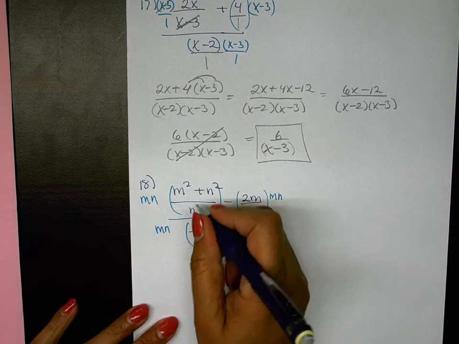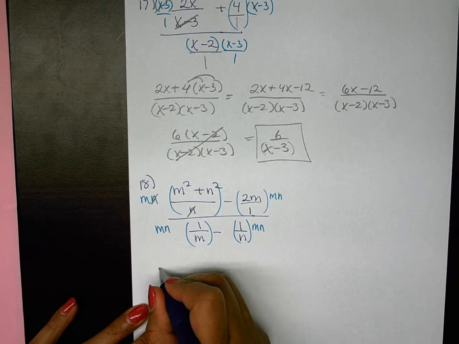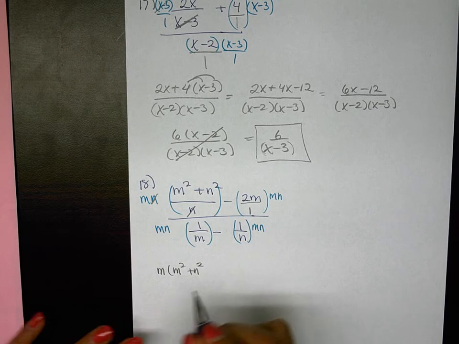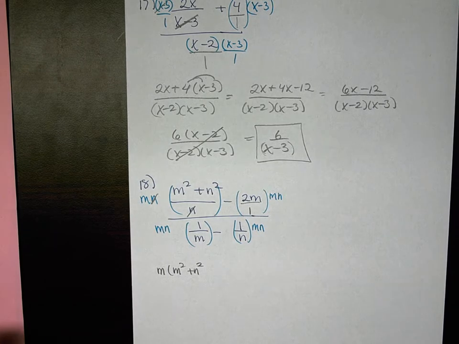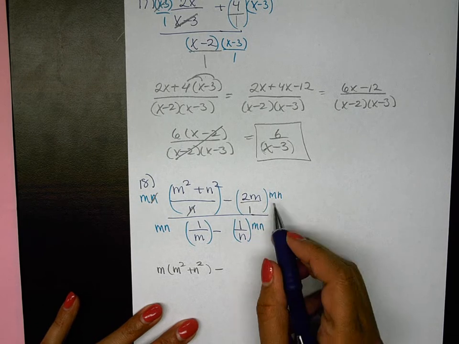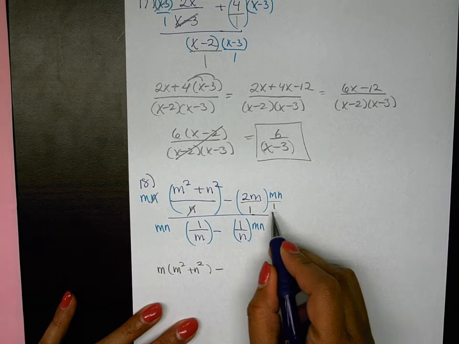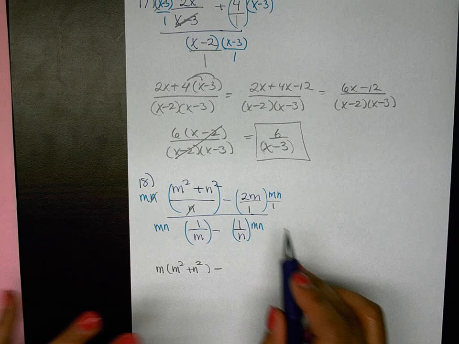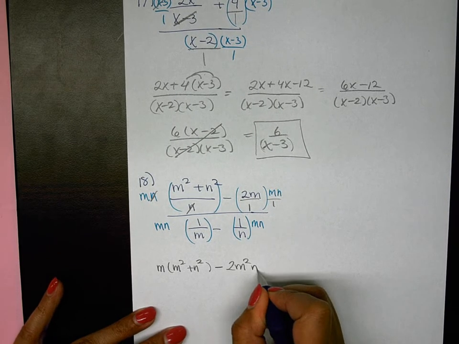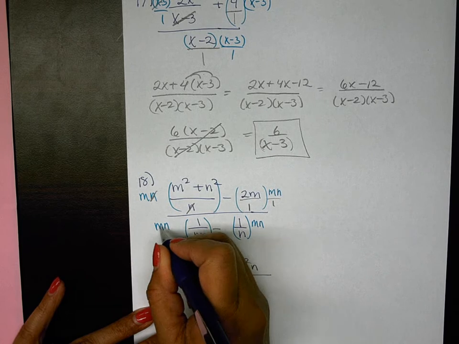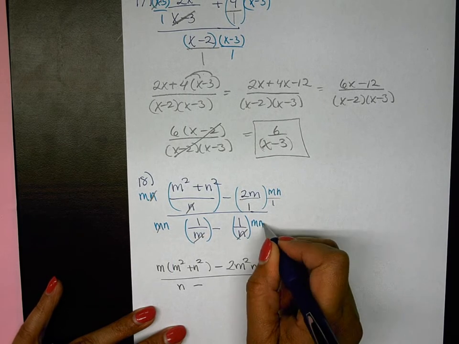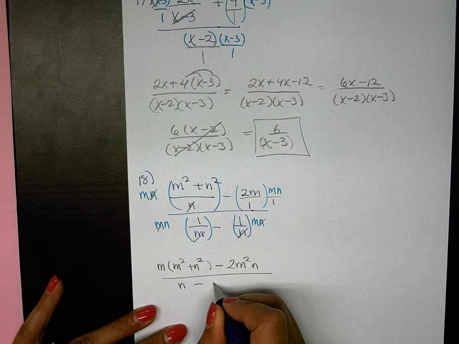N's reduce. I'm left with m parentheses m squared plus n squared minus, nothing reduces, and that's okay because I have only 1's in the denominator. As long as my denominator is reduced, and if there's only 1's left, that's fine. 2m squared n. Denominator reduces, leaving behind 1 times n, which is n.